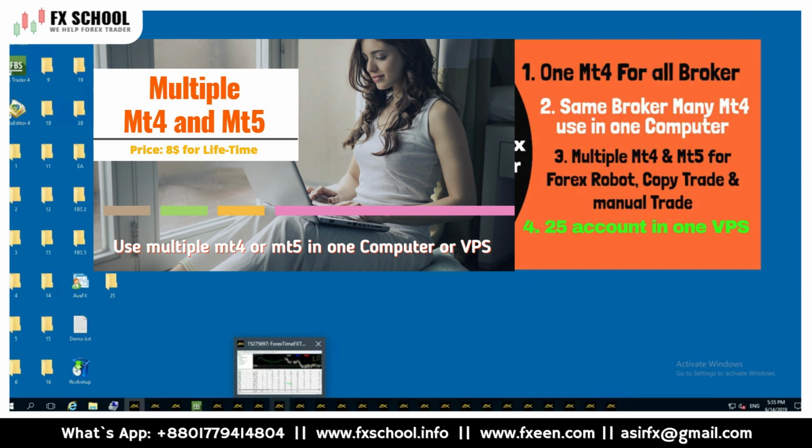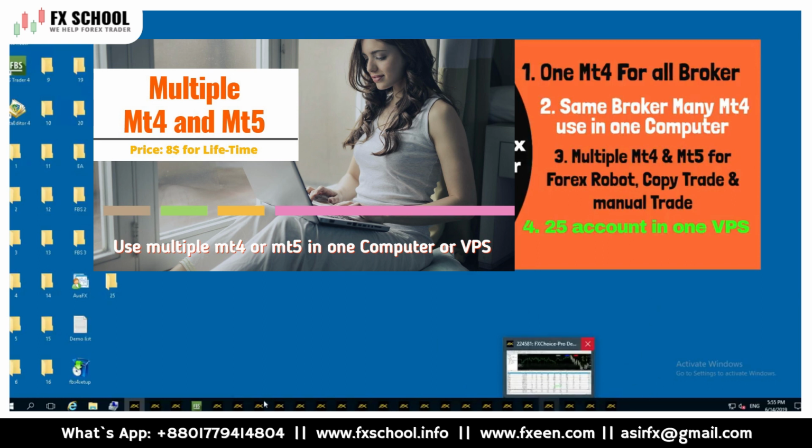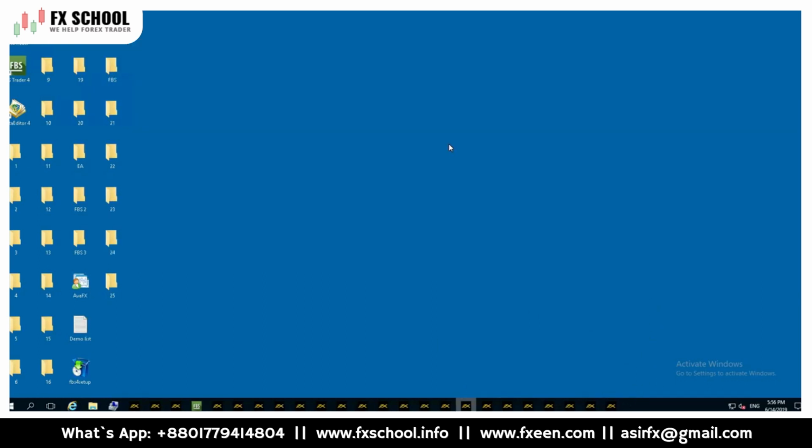Another thing is that with multiple mt4 and mt5 you can use Forex Robot, copy trade, and manual trade. And you can also see that this is my VPS. There are almost 24 accounts running there. We also have a VPS hosting service, and in this VPS you can see that 24 accounts are running together. It works fine and it's not getting slow. By this software, in one VPS or one computer you can use 24 or 25 mt4 accounts all together.